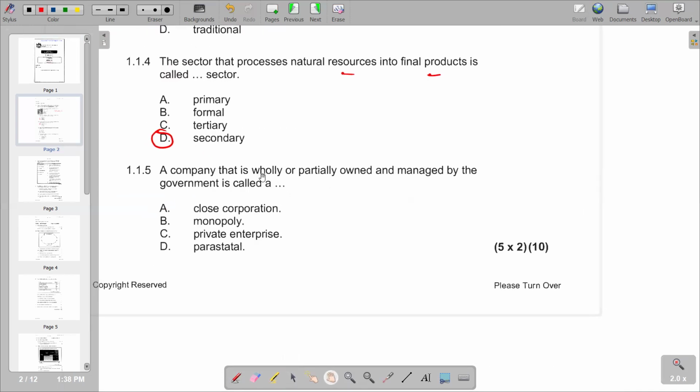Then we go to 1.1.5, which describes a company that is wholly or partially owned and managed by the government. It's called: we've got close corporation, monopoly, private enterprise, parastatal. So according to the responses given, we have got parastatal as the correct response.